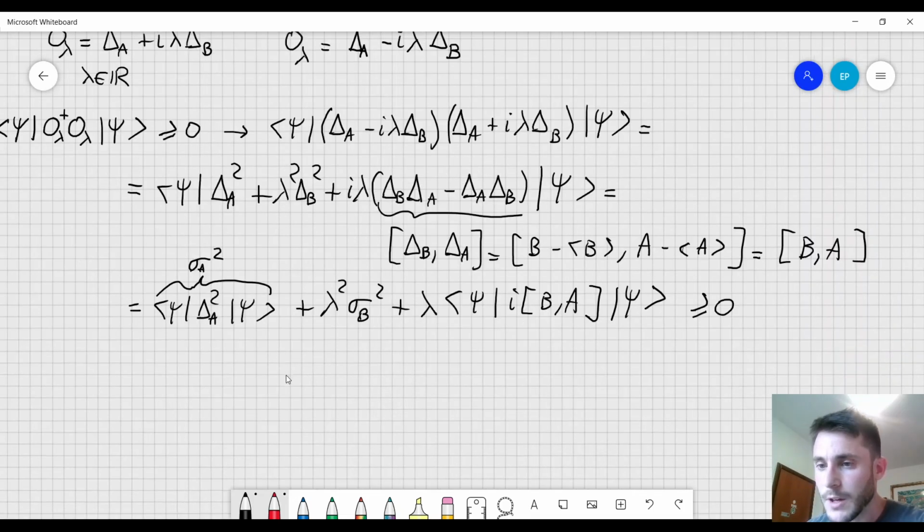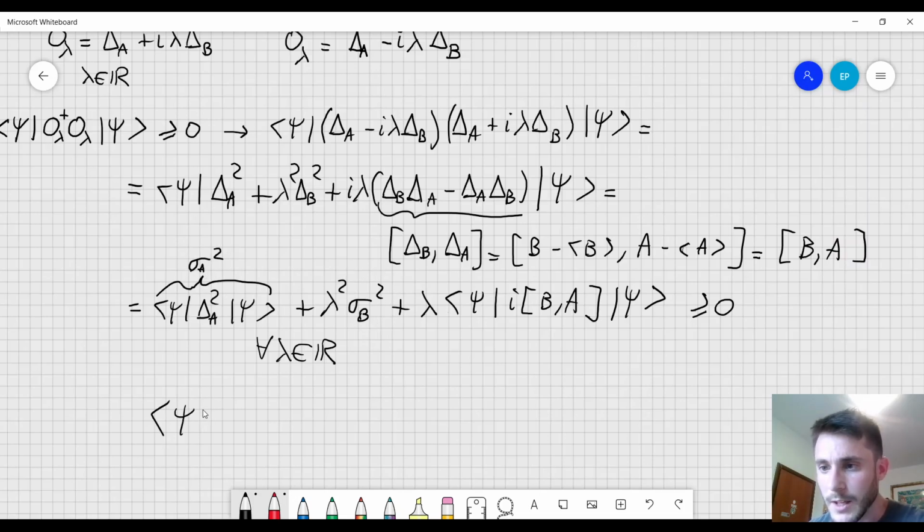This is true for every value of lambda. Lambda is a real number, so this is true for every lambda over the real numbers. You can think of this as a parabola. In particular, the parabola is always greater than or equal to 0. This means that the discriminant of the second degree polynomial equation is less than or equal to 0. Therefore, we have that this quantity here squared minus 4 times this quantity multiplied by this quantity should be less than or equal to 0.